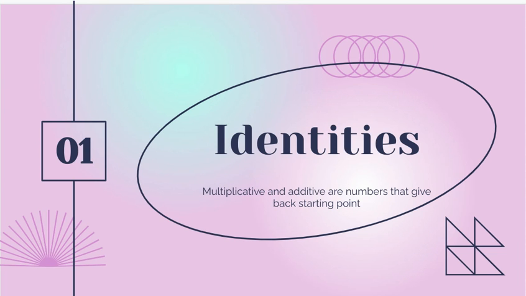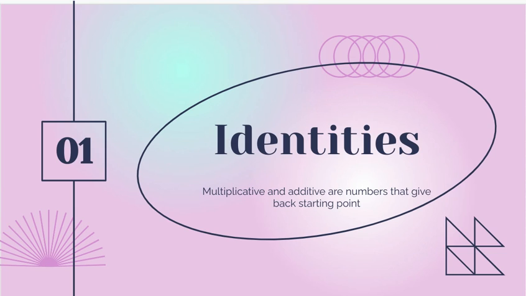So, the first thing that was kind of like an aha moment, something that I have not really thought about in a really long time, was the idea that your identity properties are the numbers that, when multiplied or added, give you back that same number. Like, aha, identity, same thing, right? They give you back the same thing. I have not thought about that in so long.